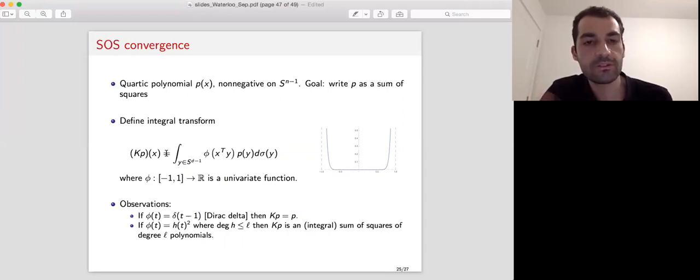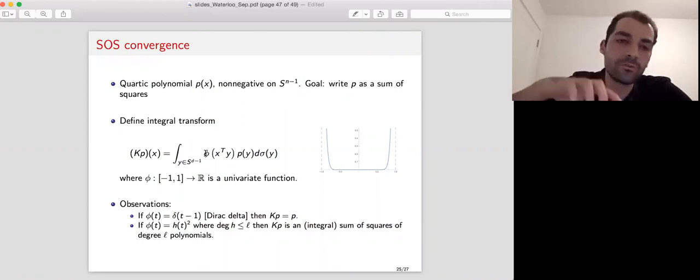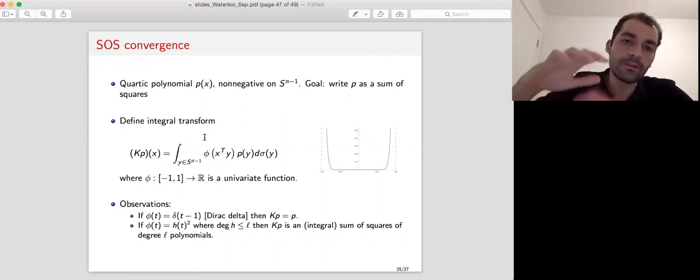I mean, in fact, it was used by Resnick and so on. I will explain later on. The idea is to define something called an integral transform, something that takes p and outputs a new function on the sphere, and it does so by doing a certain convolution of p. So essentially we integrate on the sphere.